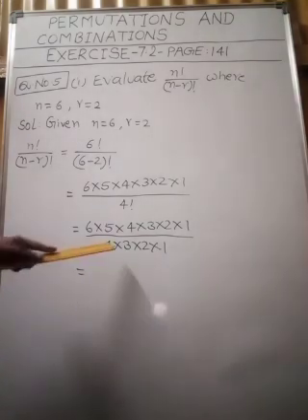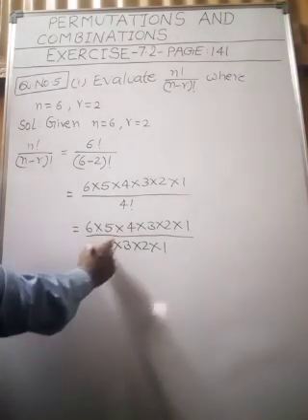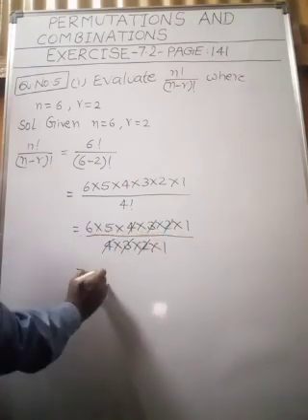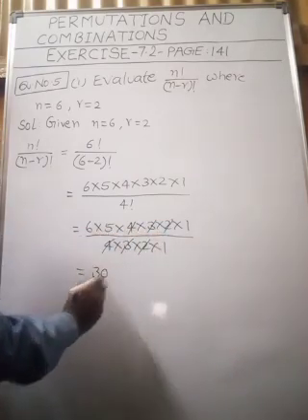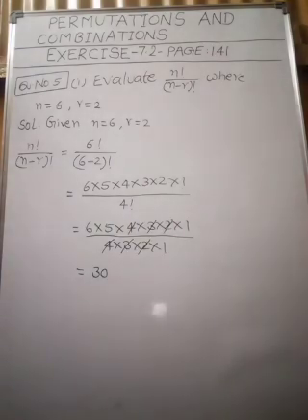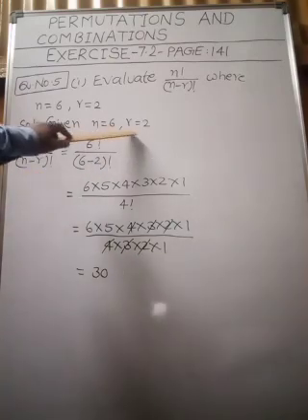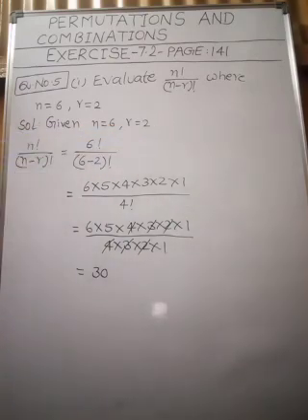Understood this denominator, my children? Right. 4, 4 gets cancelled, 3, 3 gets cancelled, 2, 2 gets cancelled. Finally, what you get? 6 fives are 30. This is the value of n factorial by n minus r factorial when n is equal to 6 and r is equal to 2. Now evaluate the second part of this question, my children. Same steps. Will you try yourself? Right.